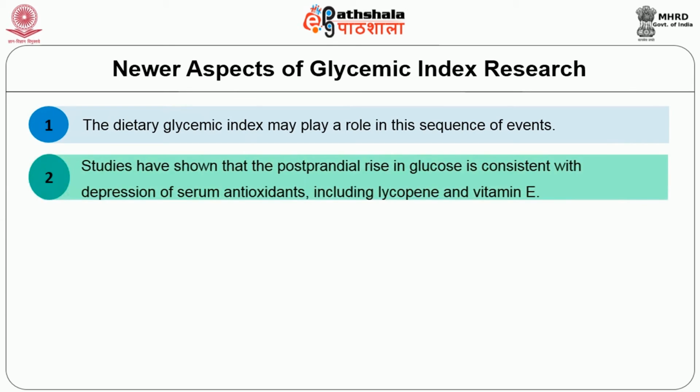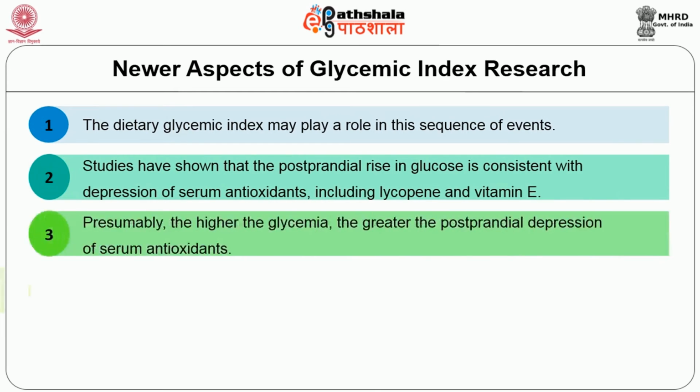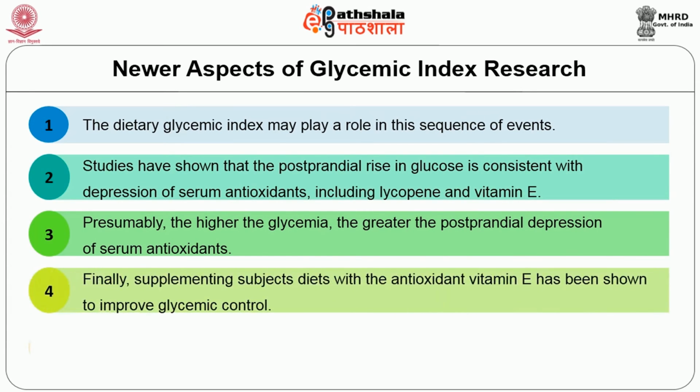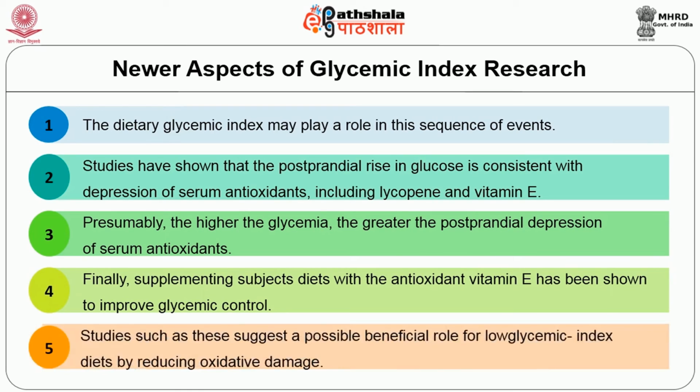Studies have shown that the postprandial rise in glucose is consistent with the depression of serum antioxidants including lycopene and vitamin E. Presumably, the higher the glycemia, the greater the postprandial depression of serum antioxidants. Finally, supplementing subjects' diet with the antioxidant vitamin E has been shown to improve glycemic control. Studies such as these suggest a possible beneficial role for lower glycemic index diets by reducing the oxidative damage.